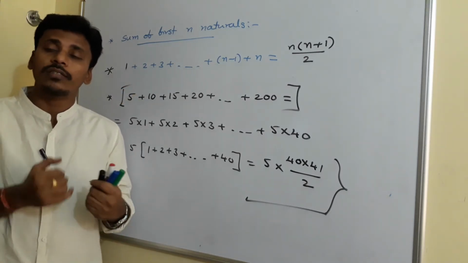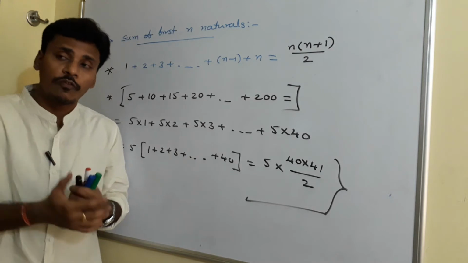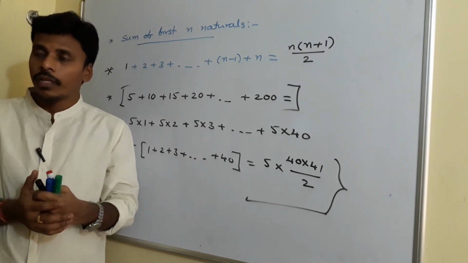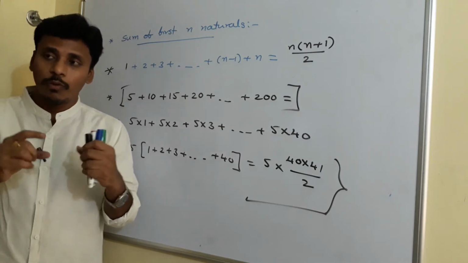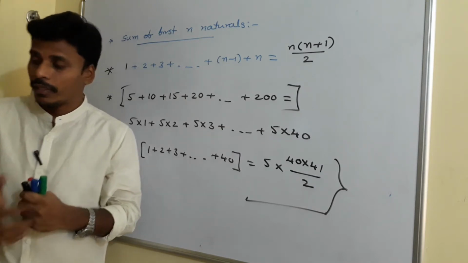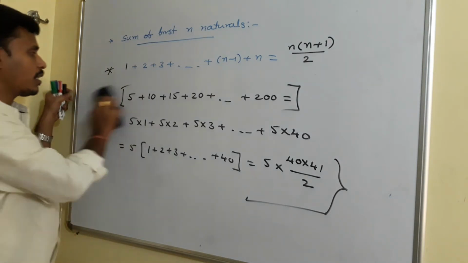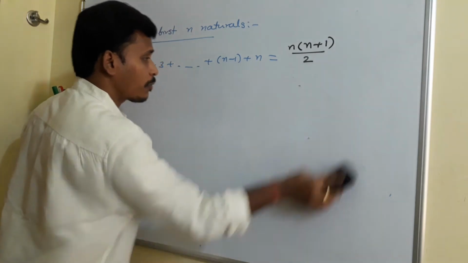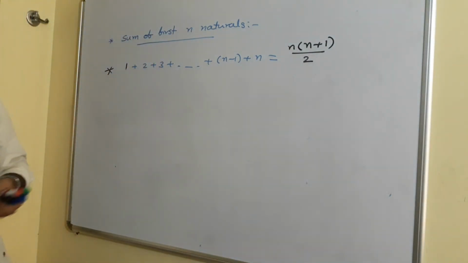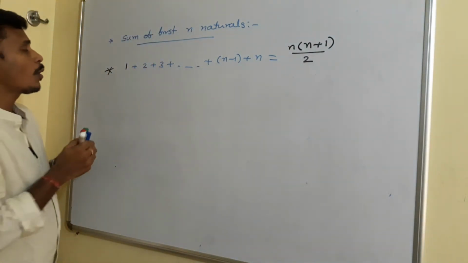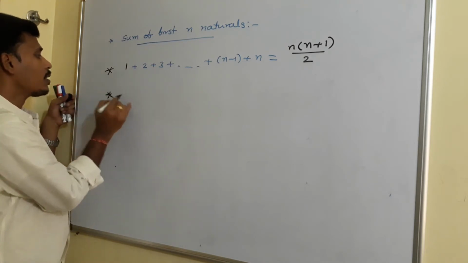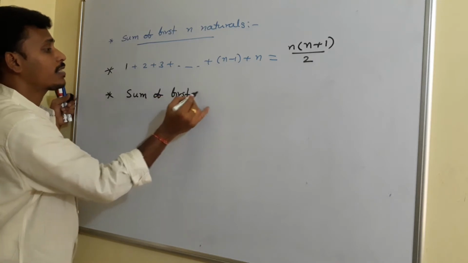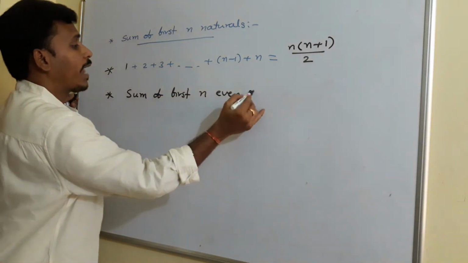We will face some situations where the sum of the first n even naturals and the sum of the first n odd naturals are also required. So I am going to derive the sum of the first n even naturals. Just have a look at this. I am going to erase this. Sum of first n even naturals. Once you pronounce it, first n even naturals means where the summation will end.